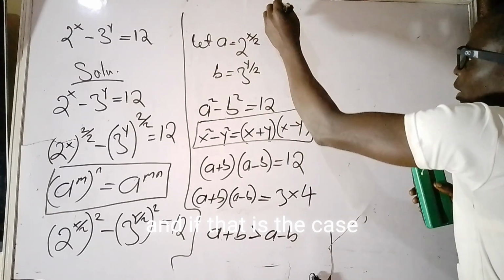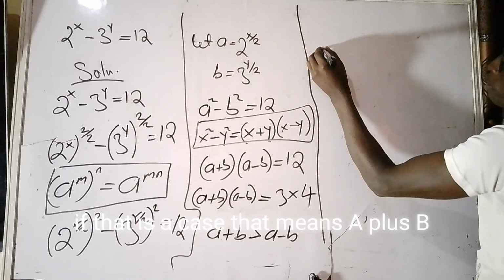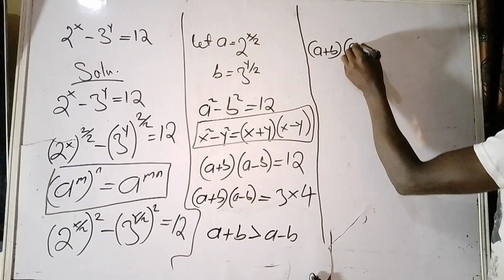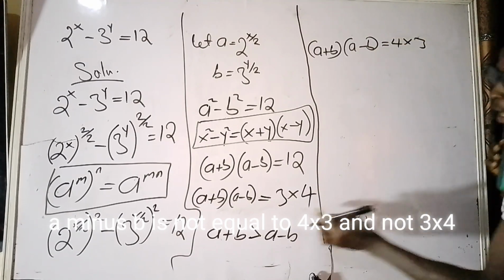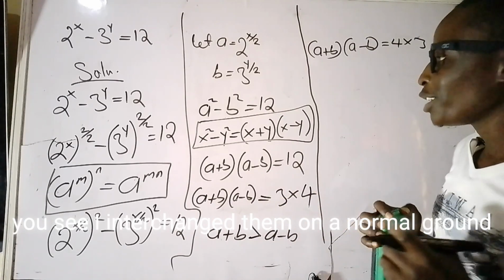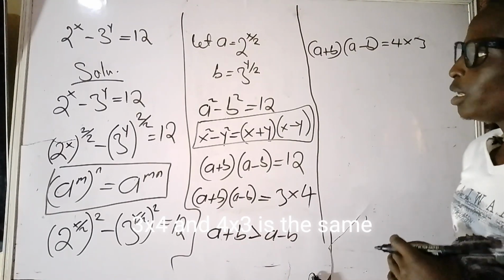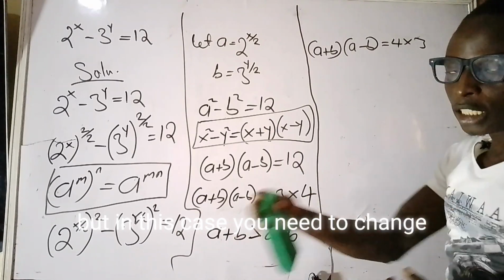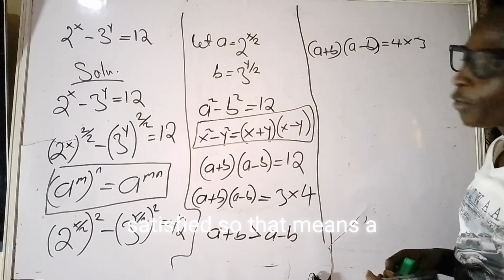And if that is the case, that means (a plus b)(a minus b) is now equal to 4 times 3 and not 3 times 4. You see, I interchanged them. On a normal ground, 3 times 4 and 4 times 3 is the same. But in this case, you need to swap the position in order to have the equation satisfied.